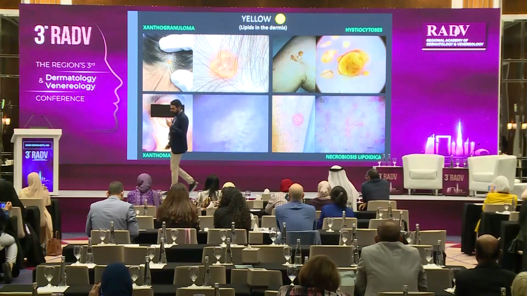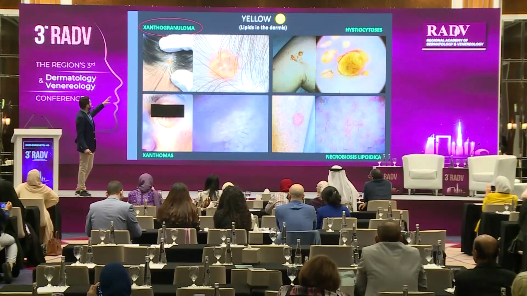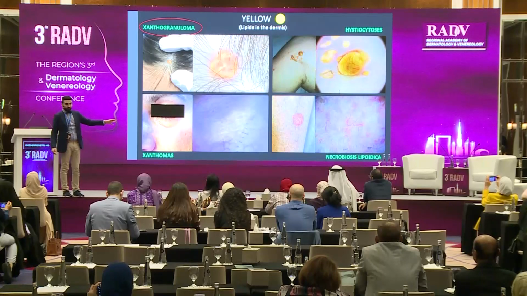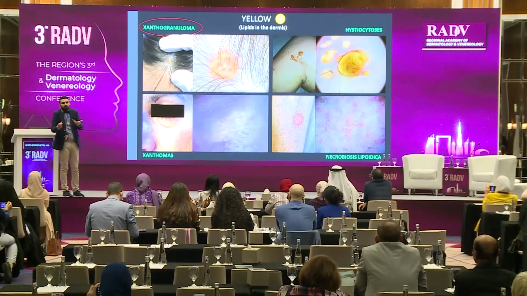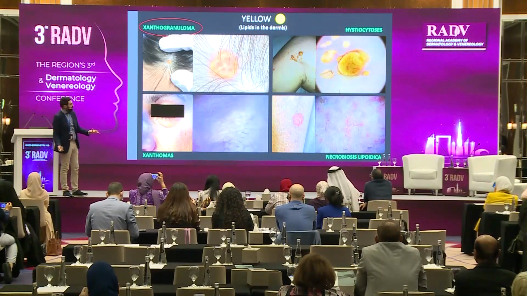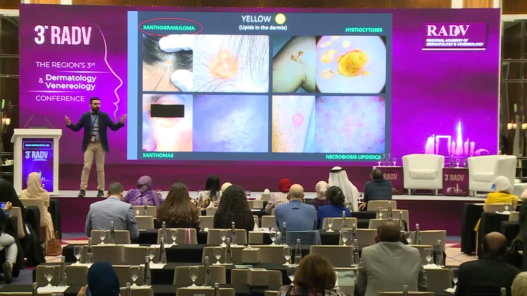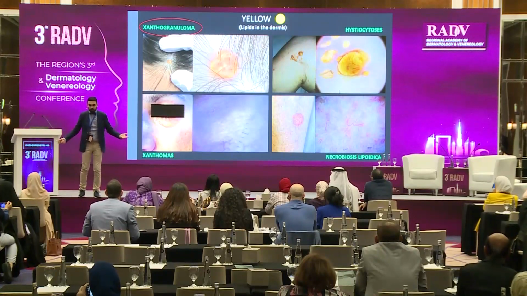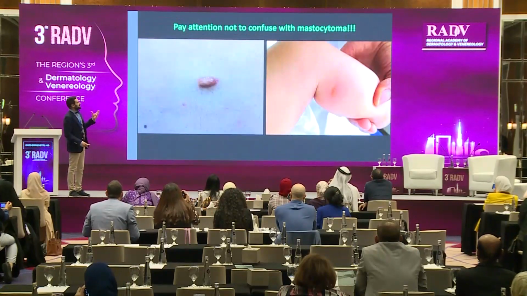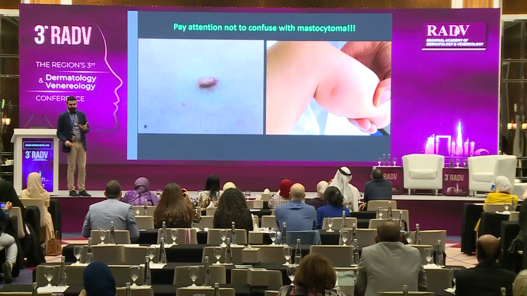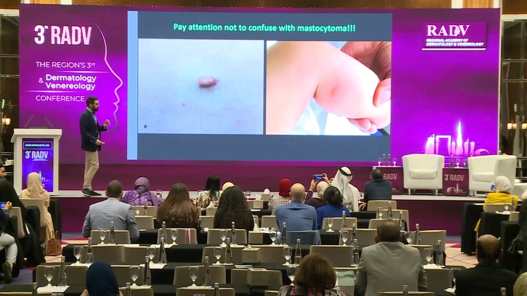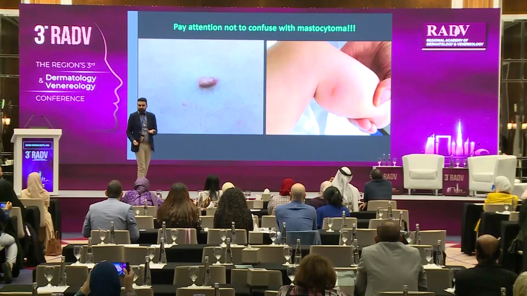But the most interesting condition to me is xanthogranuloma, because sometimes it may be mistaken for another condition. Of course, the pattern is different from Spitz nevus, different from pilomatricoma, and so on. But sometimes we may mistake it for mastocytoma, because also in mastocytoma we can see yellow. But which one do you think is xanthogranuloma?